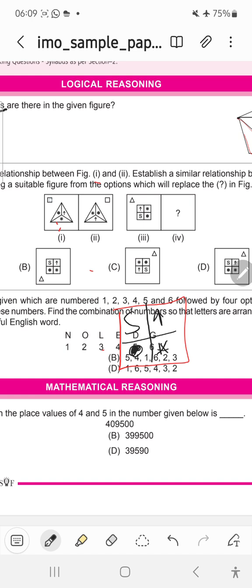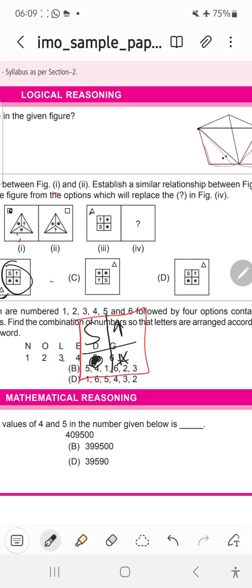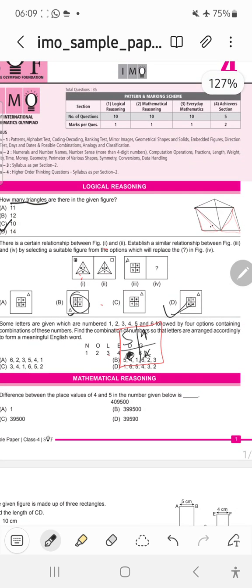The small square which comes in this position means this small triangle must come in this position. And this may be true, but the triangle is the problem. Here you get the same figure and the triangle is also in this position. So D will be the answer for this question. I hope you got the answer. So next question.